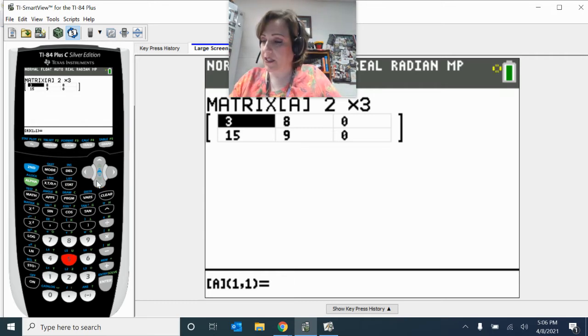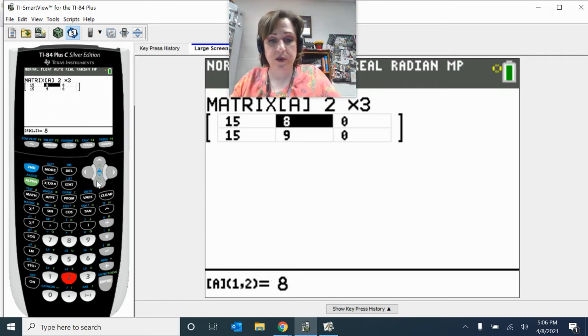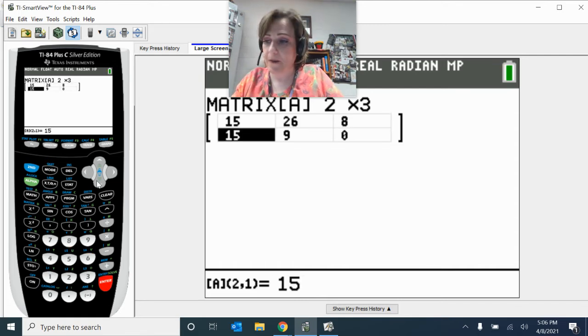We had the 15, and then I hit enter, and there were 26 in the lactobacillus, 8 in the control group.